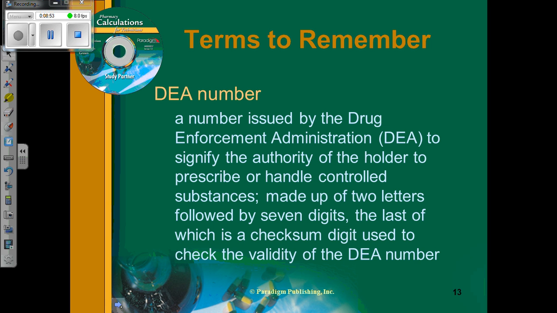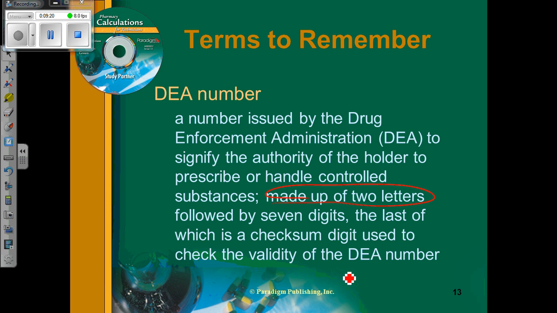And of course, your term to remember: what a DEA number is. It is a number issued by the Drug Enforcement Administration to signify the authority of the holder to prescribe or handle controlled substances, and it is made up of 2 letters followed by 7 digits. The last is the checksum digit, used to check if the DEA number is valid.